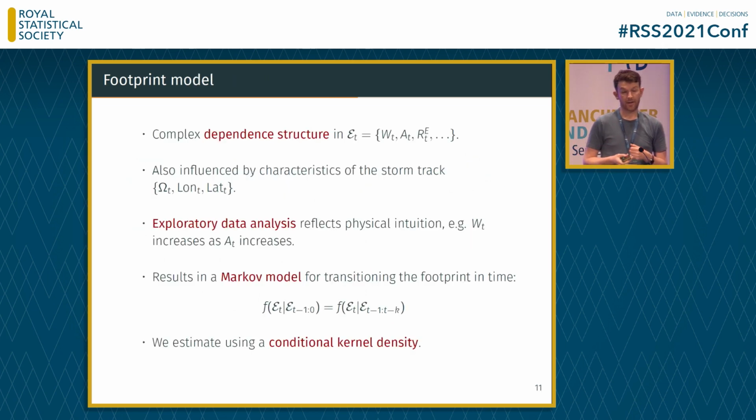So this is quite a complex dependence structure. Some of the observations from exploratory analysis are relatively intuitive. As the spatial extent of the ellipse increases, the maximum wind speed also increases. The bigger the storm is in space, the bigger it tends to be in severity as well. So we use some conditional independence assumptions where appropriate, and we eventually translate this into a Markov model, the details of which are in the paper, for transitioning the footprint in time. And when we come to simulate these, we do this using some conditional kernel density estimation.